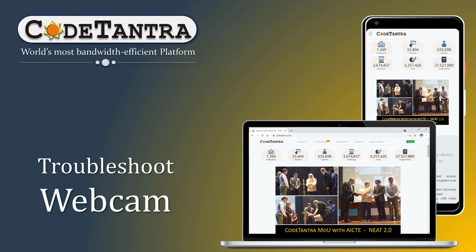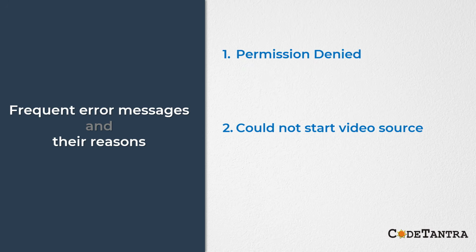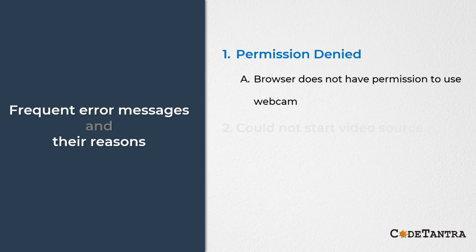In this video, I'll speak about the various problems that we face related to web camera while we try to access it through a browser and how we can resolve those problems just by tweaking some settings. So there are two frequent error messages that we get. The first one is permission denied and the second one is could not start video source. You see a permission denied message when your browser does not have permission to use your web camera.